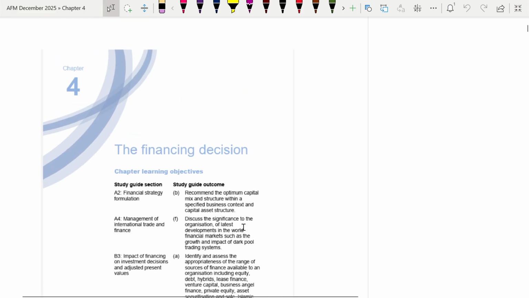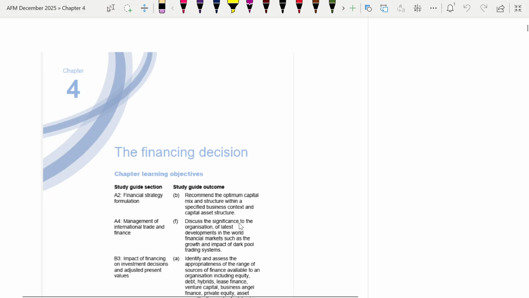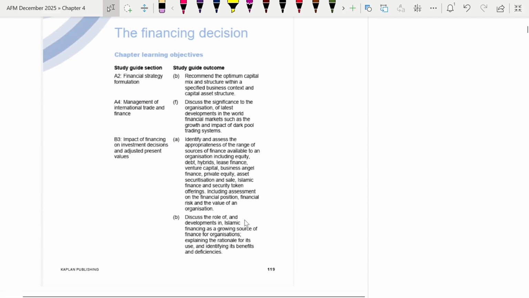This is when we are talking about financing decisions. This is the difference between financial management and advanced financial management. In advanced financial management, they talk about how the capital structure, the capital mix and capital structure, equity and optimum capital structure.